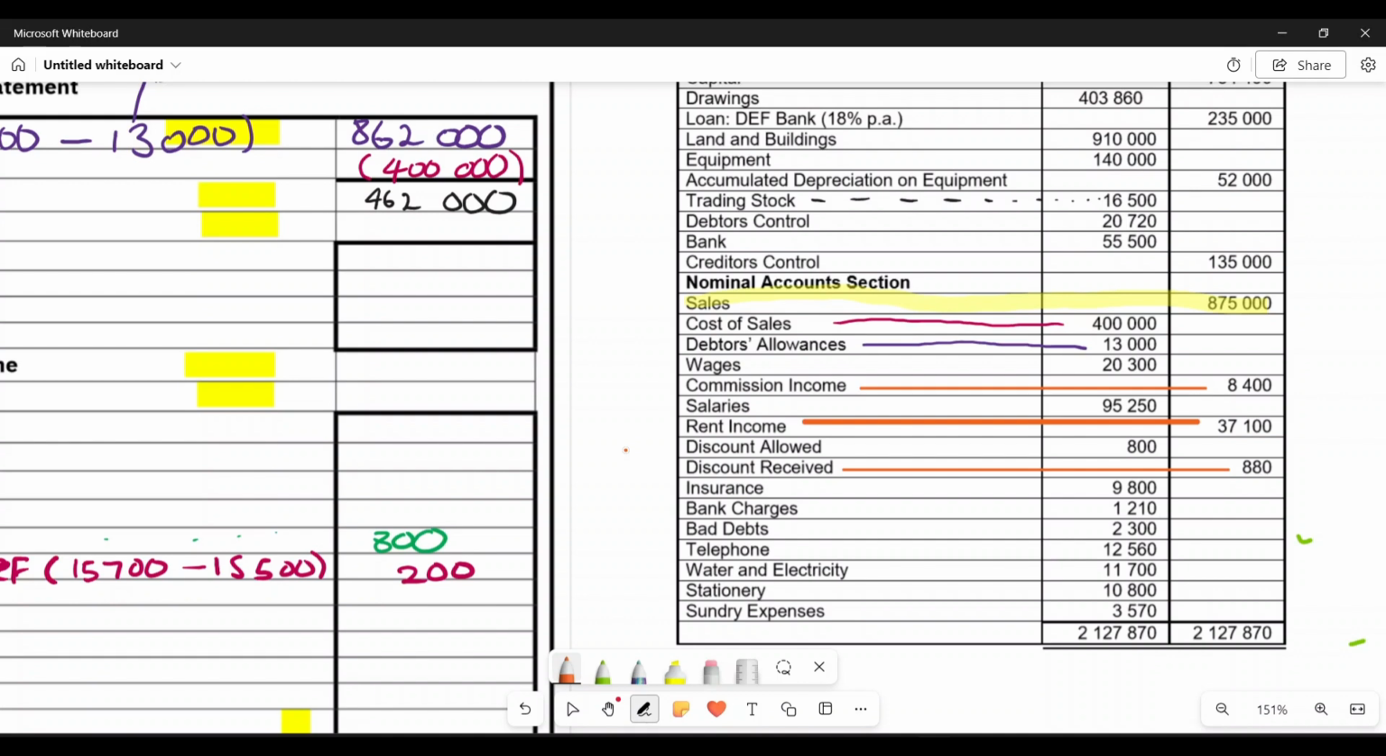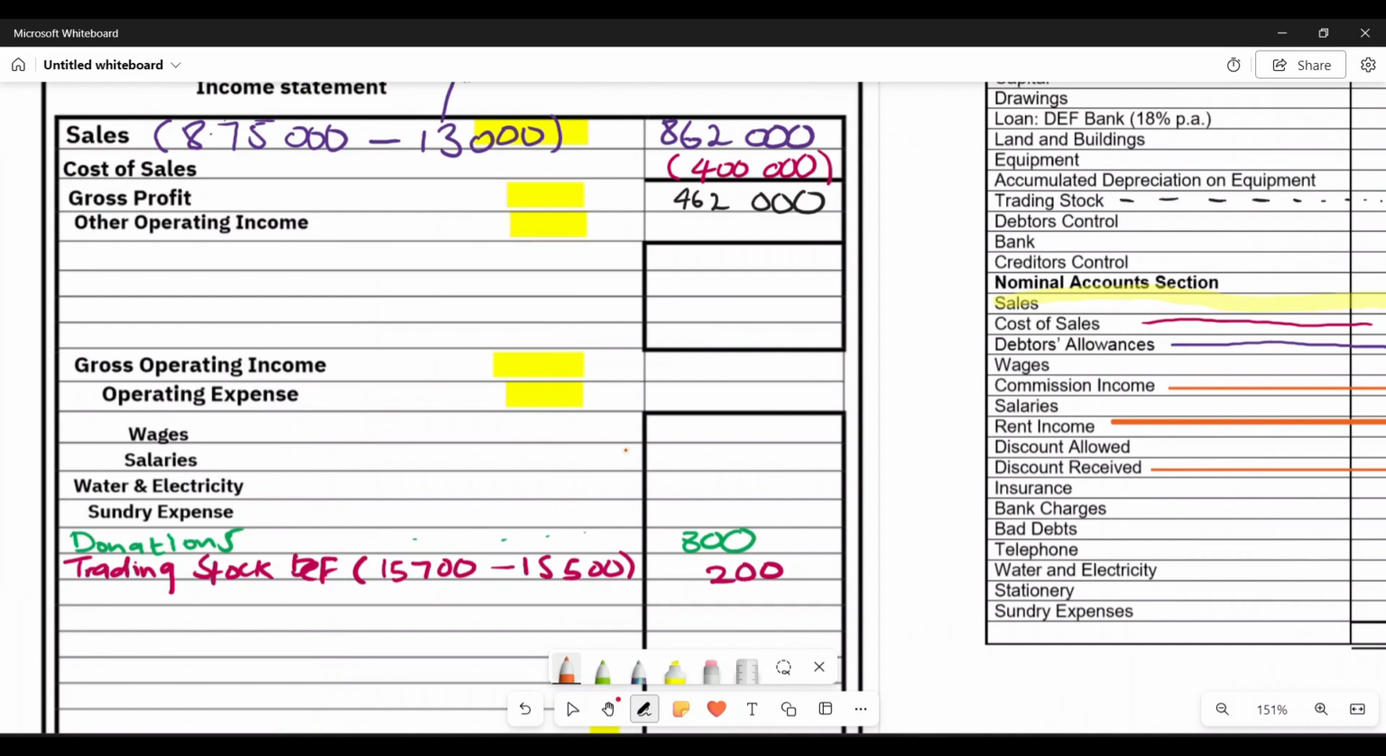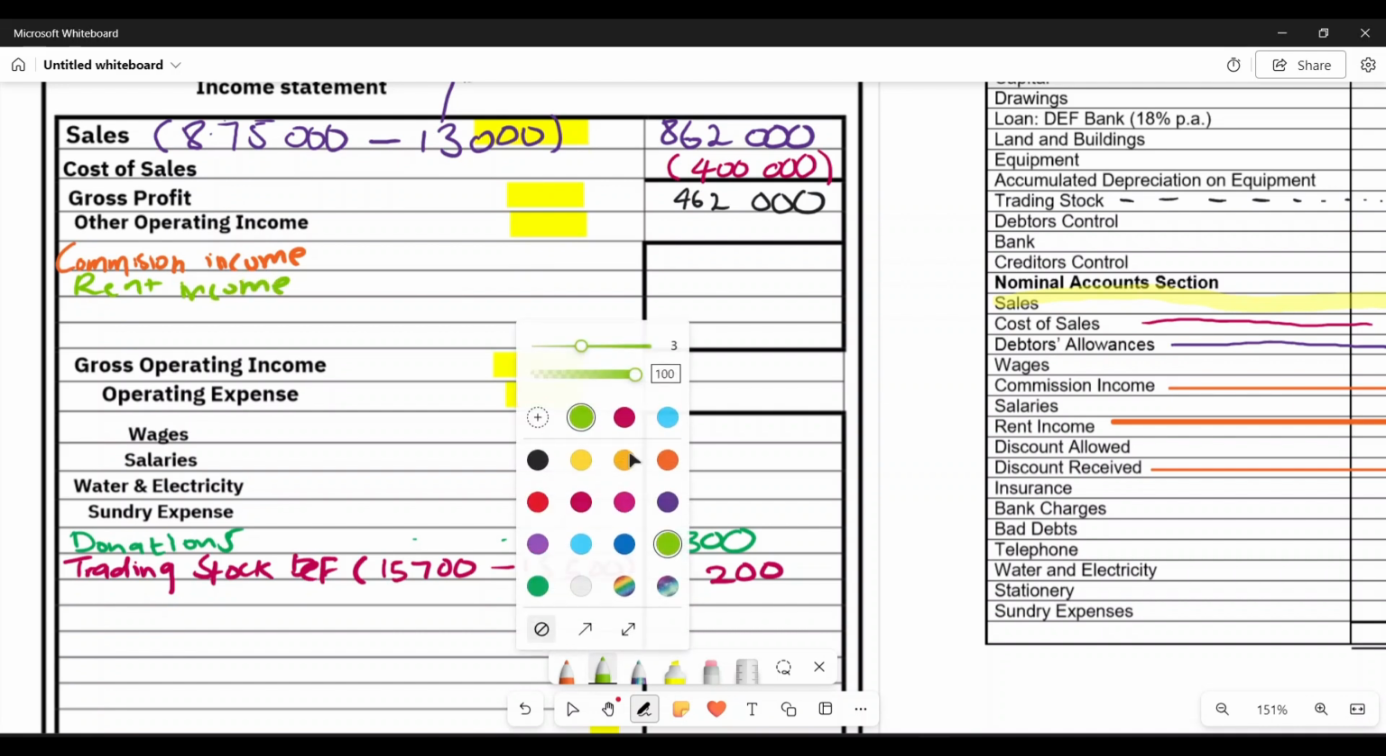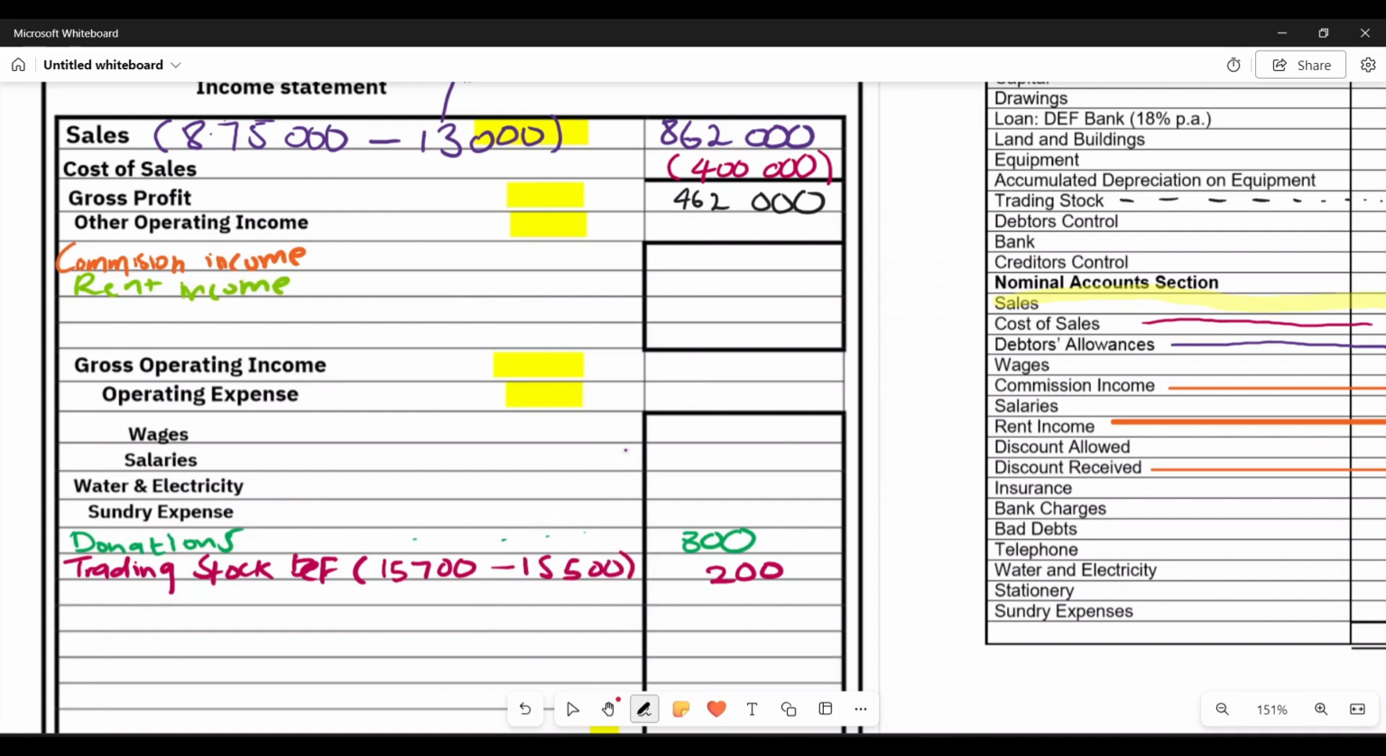Now, also let me see any income that I might have here. So on this list, these are the only incomes I have. And also, remember, you also need to check your additional information if you have any incomes, right? But I'm going to start with those that I'm given here. So I have my commission income. I also have my rent income. Apart from my rent income, I have discount that I received.